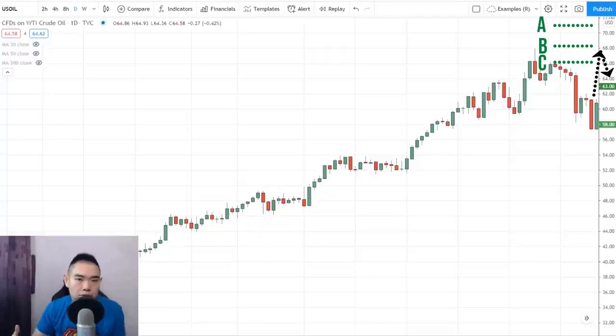So if you want to be conservative, if you want to be smart about this, and if you want to capture just one swing in this market, C would be a better option, because this is the level before opposing pressure will step in to push the price down lower.